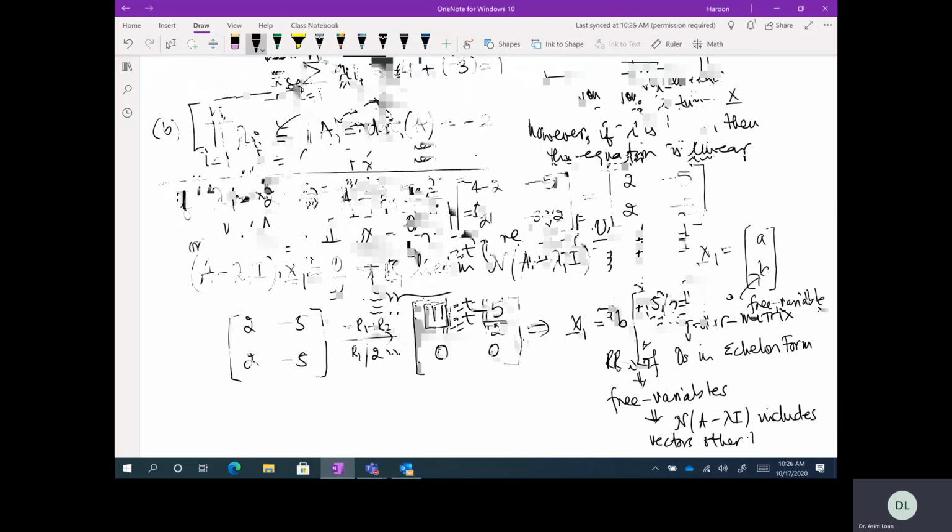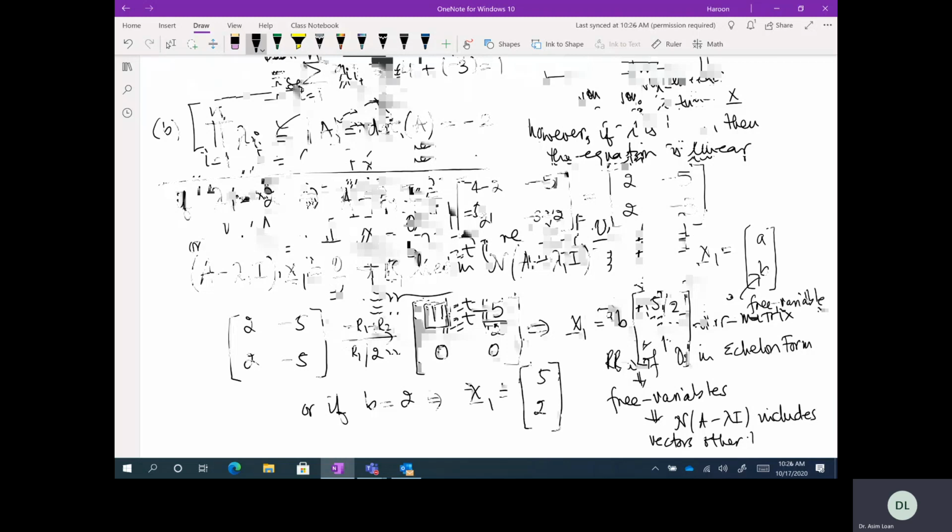Here I have 5 by 2, because when this goes on the other side of the equal to sign, this becomes 5 by 2 and this is 1. Or for simplicity, if b is not a vector, if b is equal to 2, this implies x1 is simply 5 and 2. So this is my eigenvector.